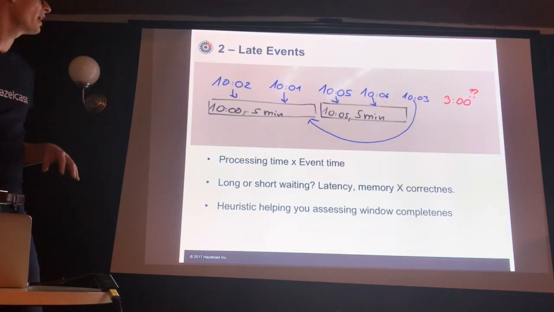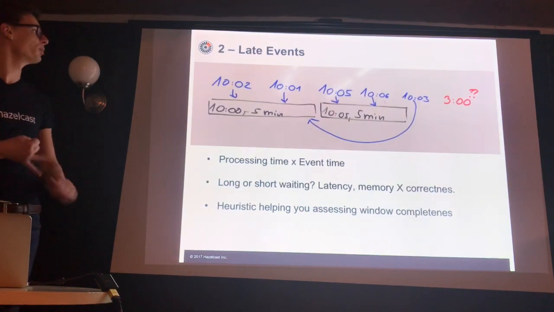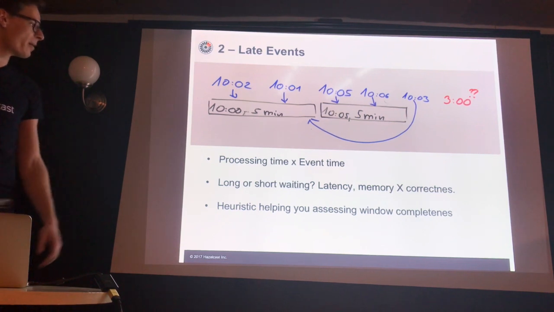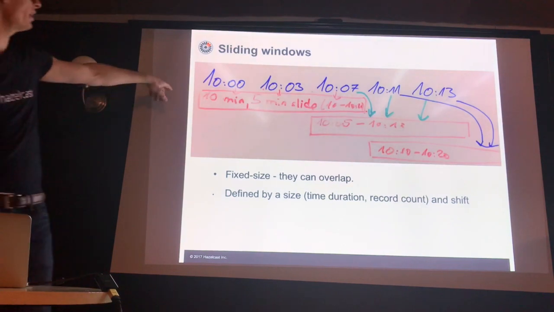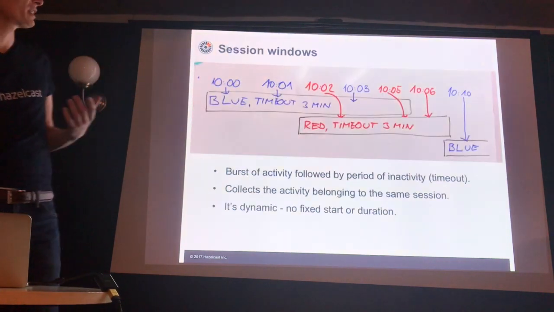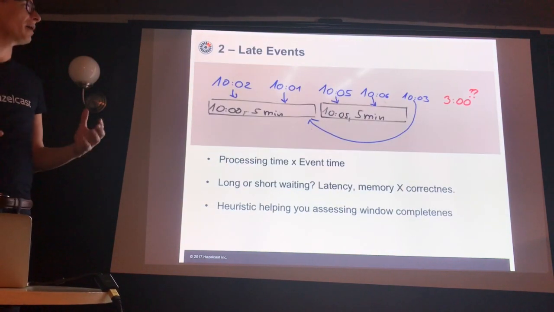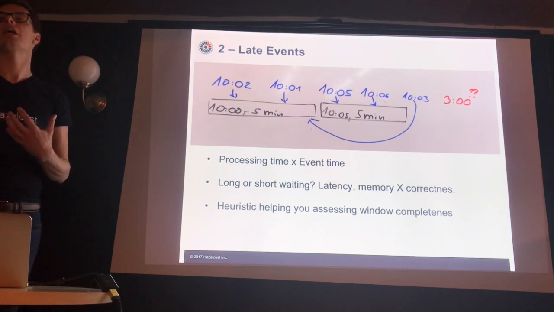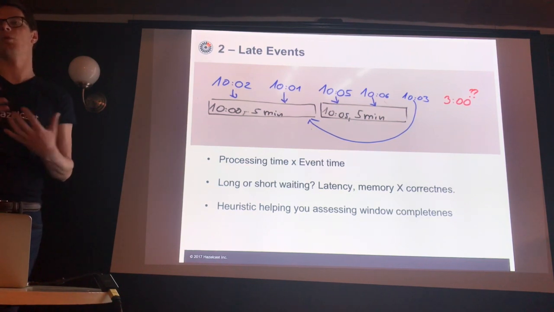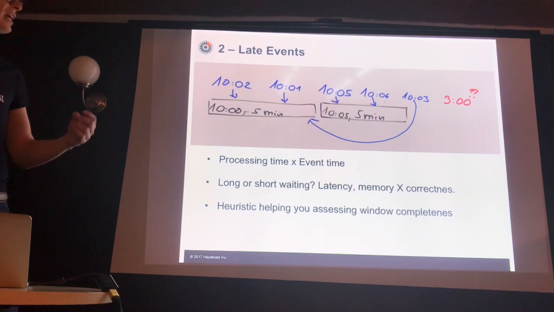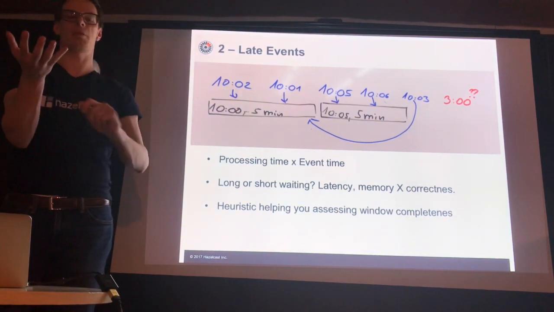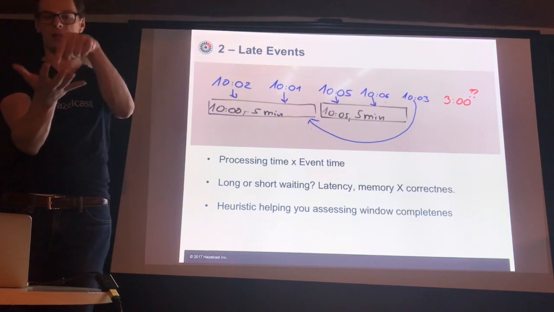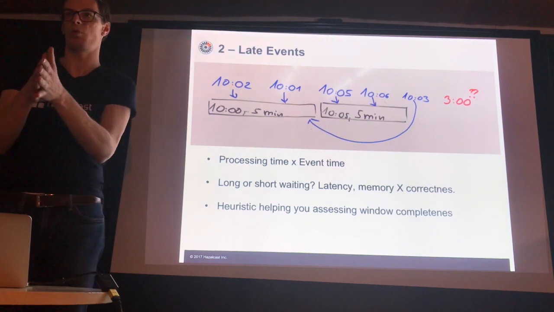So that's windows. Another concern, number two, is basically late events, because in the previous pictures, I referred to data timestamps. However, where did they come from? You can use two strategies. One strategy is, as soon as the data item arrives at the stream processor, you can look at the wall clock and use that time.